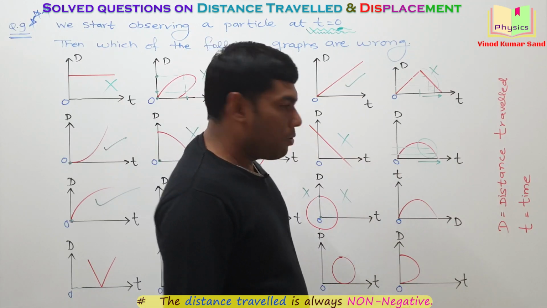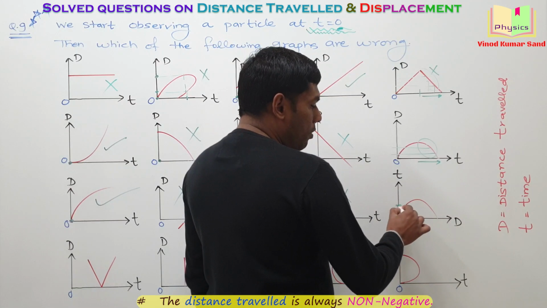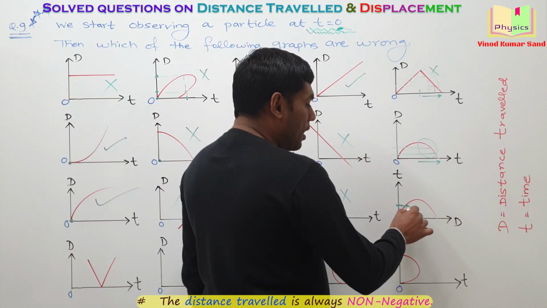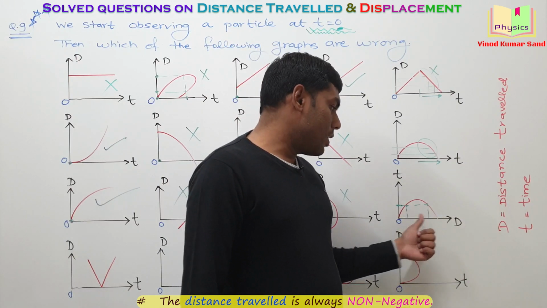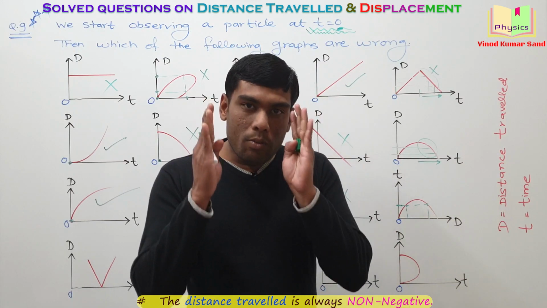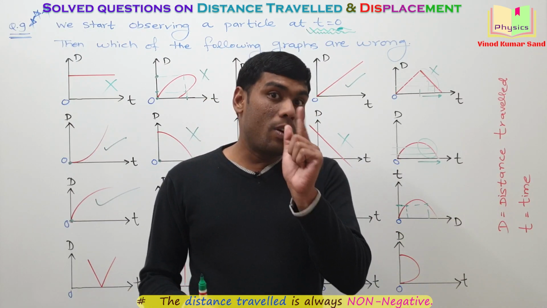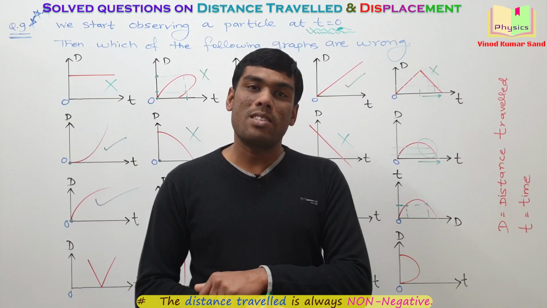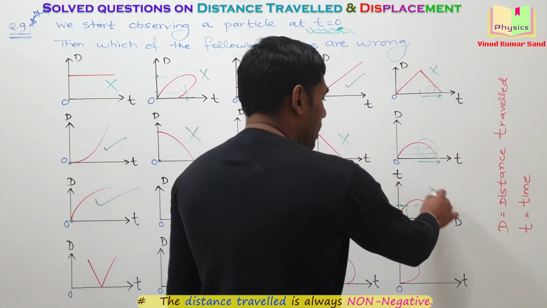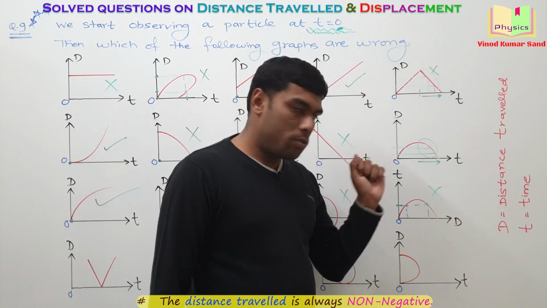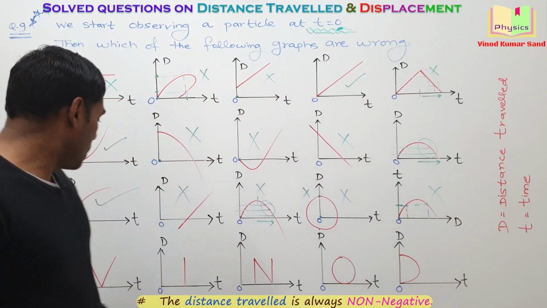Look at this graph. At a given moment of time, the particle has two different distances traveled. At a given moment of time, a particle can have only a single value of the distance traveled. So this graph is wrong. There are a few other errors also in this graph. You try to determine that.